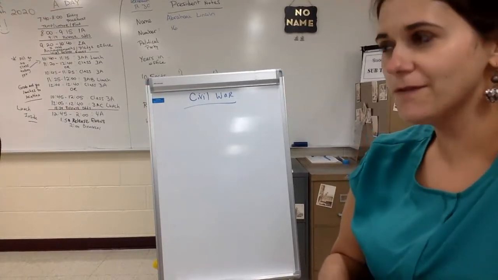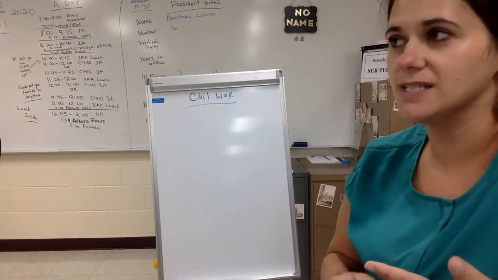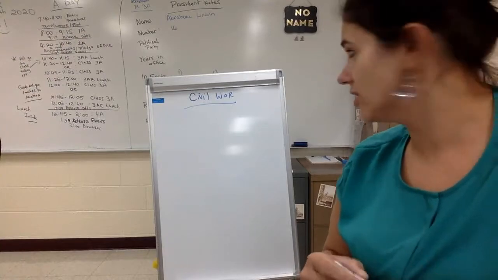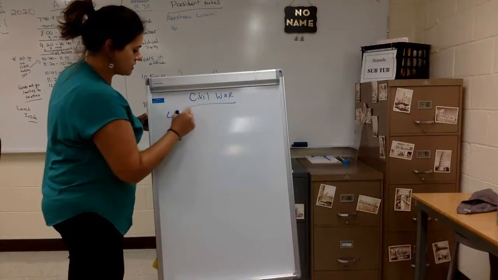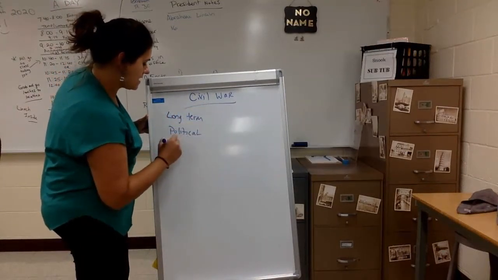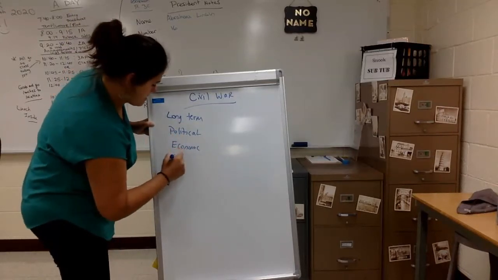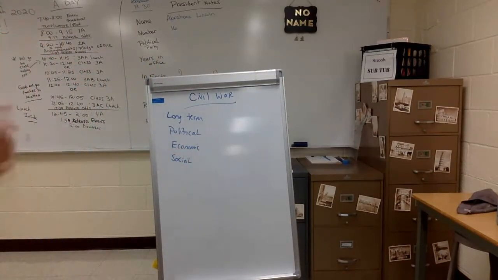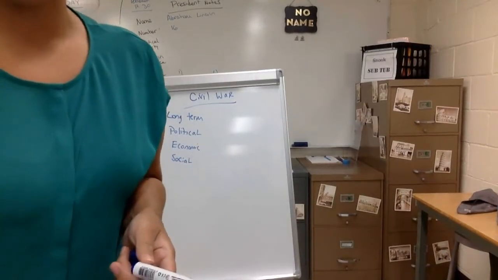Hopefully you watched the lecture that I taped earlier this week about the long-term versus the short-term causes of the Civil War. I'm hoping you're remembering that there are three major long-term causes of the Civil War: political, economic, social. Ultimately, whenever you're talking about an event, you usually talk about the political, economic, and social issues that led to the event.